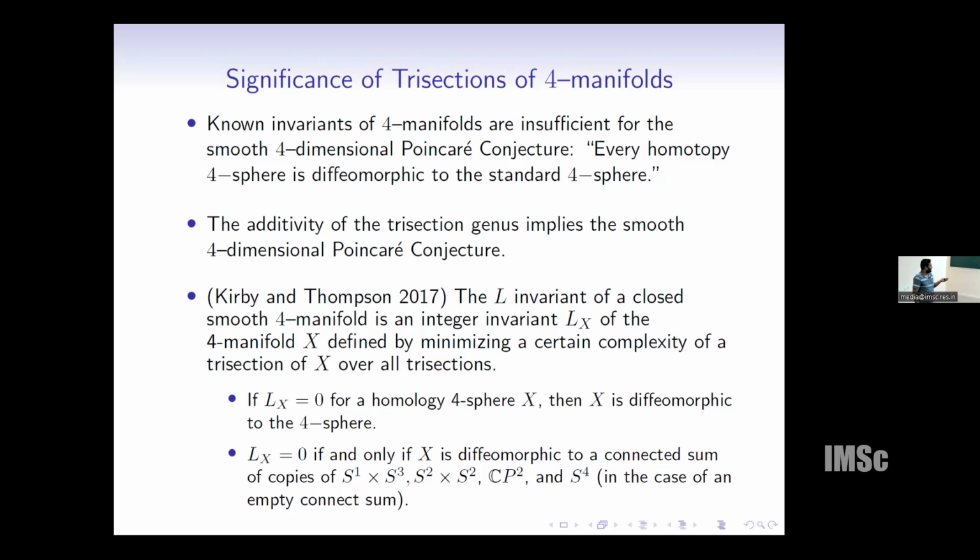For example, Kirby and Thompson introduced an invariant called the L invariant, which is an integer invariant of a closed 4-manifold X, defined by minimizing a certain complexity of trisections of X over all trisections. They also proved that if L of X is 0 for a homotopy 4-sphere, let's say, then X is diffeomorphic to the 4-sphere. They also proved L of X is 0 if and only if X is diffeomorphic to a connected sum of copies of S1 cross S3, S2 cross S2, CP2 or S4.